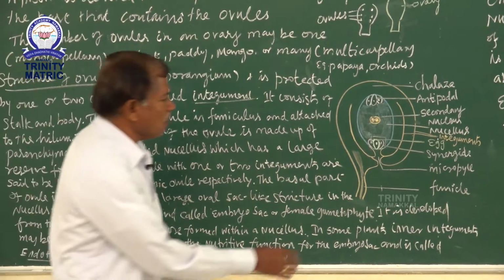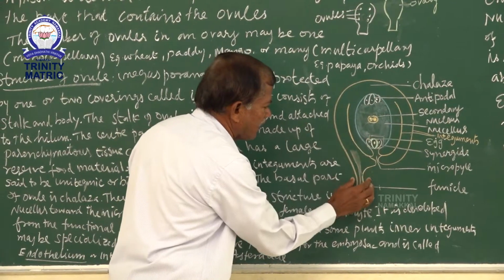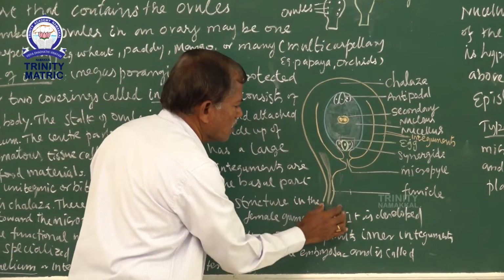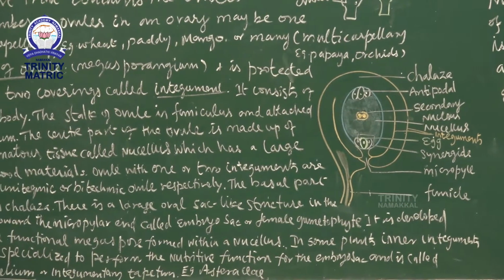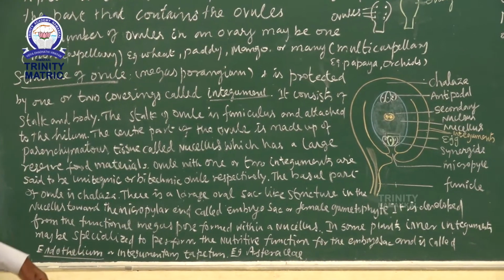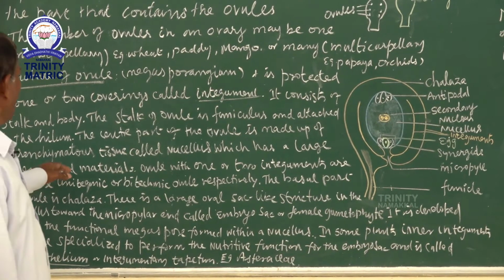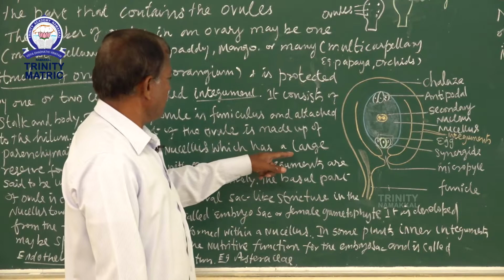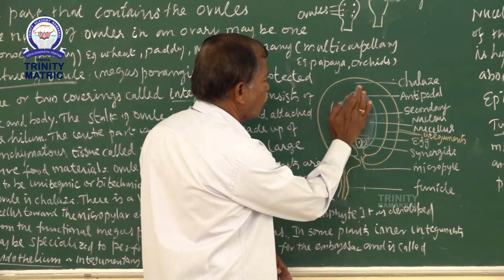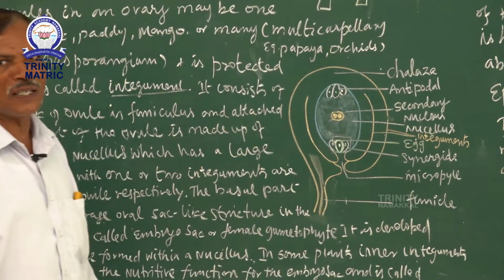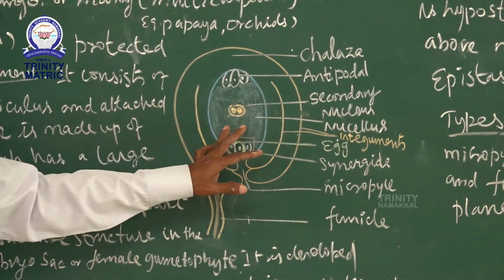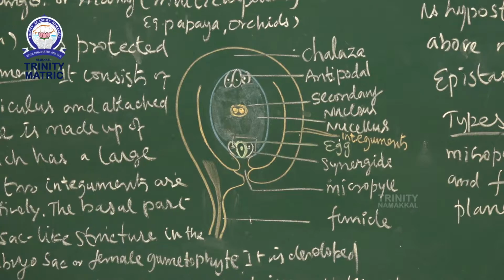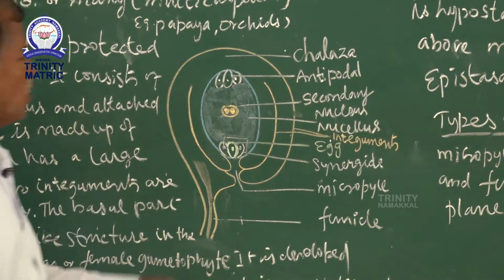And the stalk of the ovule: the ovule is attached to a stalk. The stalk is called the funicle. What's the name? Funicle. The ovule is attached by the funicle. And then the center part of the ovule is made up of parenchymatous cells called the nucellus.